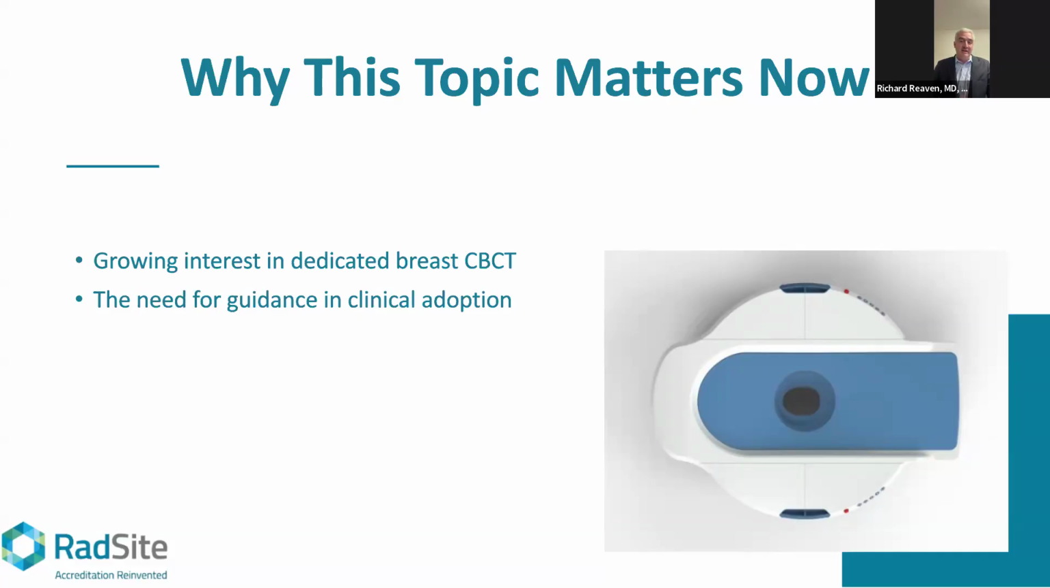And our job as radiologists, specifically trained in breast imaging, is to find and detect breast cancer at its earliest and most treatable stage. And if we can't see it, we can't diagnose it. And so why this topic matters now is because we know that there's a lot of women out there who are not getting their annual mammograms, and we need to find more tools in the toolbox to be able to find these cancers.